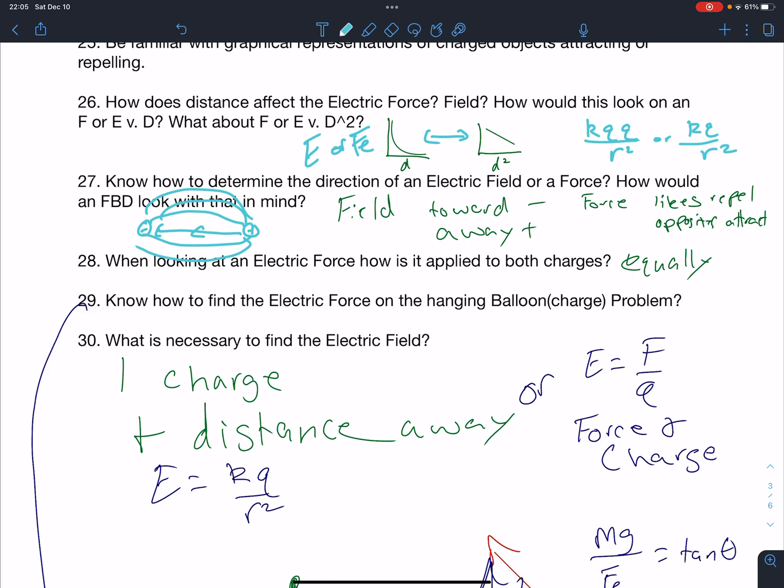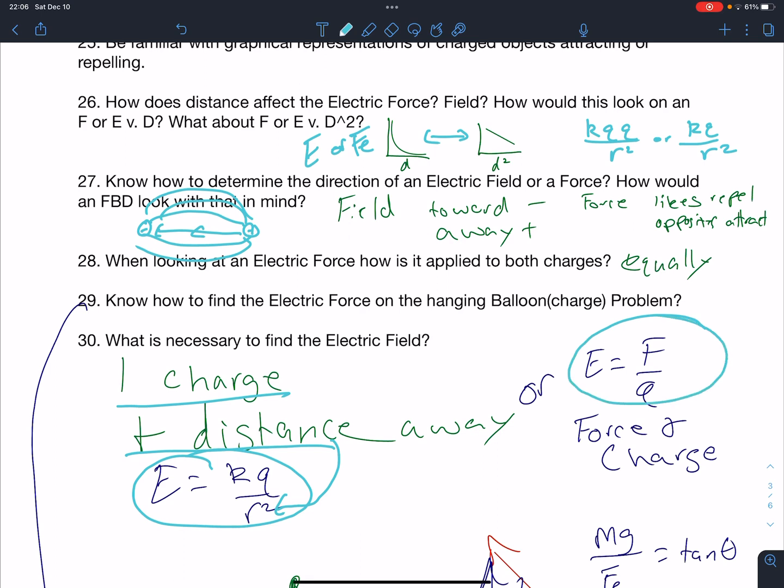What is necessary to find the electric field? You need one charge and one distance, and that's how you would use that formula. So I need one charge that goes in for Q, and one distance that goes in for r, and then I could figure out the electric field. Or you can use the force over a charge. In that case, you need a force and a charge. So an electric field can be this formula, or it can be this formula. Both are equally valid. It just depends on the situation they have provided.